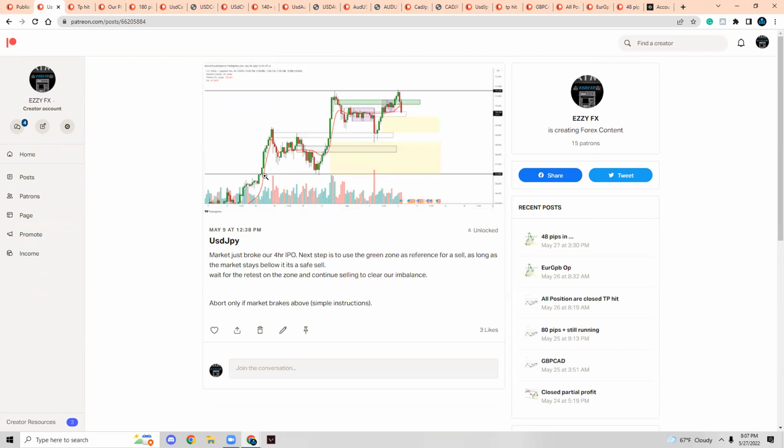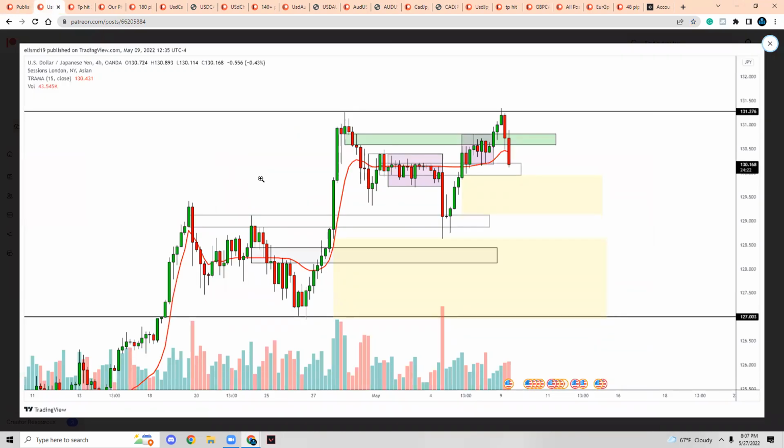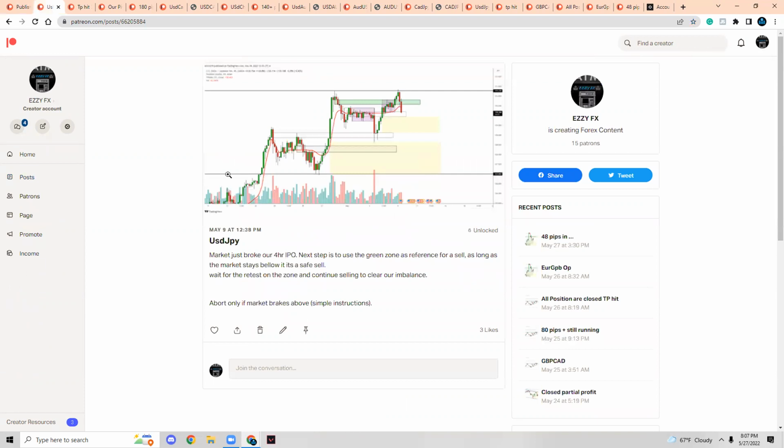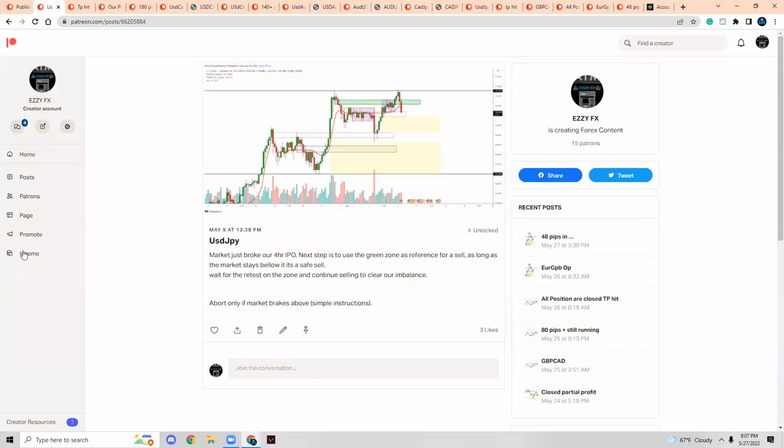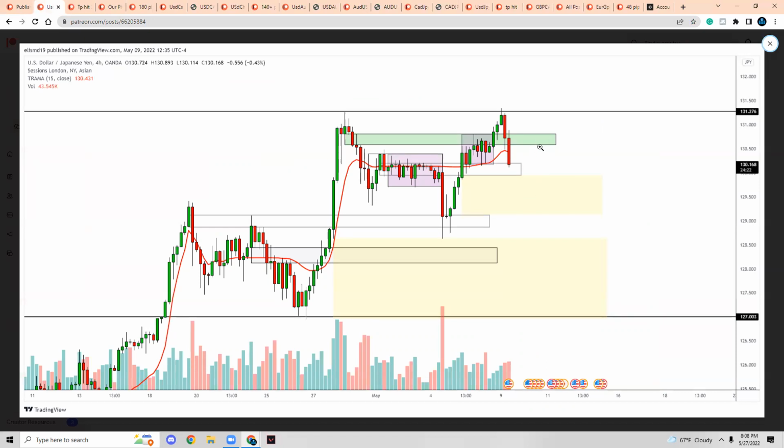Also, I'll go over them pretty quickly because you guys are used to the setups and how to read the instructions, so I'm not gonna go over those. Just basically the chart and the entry points and stuff like that. Okay. So first off, we have US JPY. Pretty simple setup. We have the break of an IPO, and right now the instruction says to wait for the market to retest the IPO and then sell to close the imbalance.